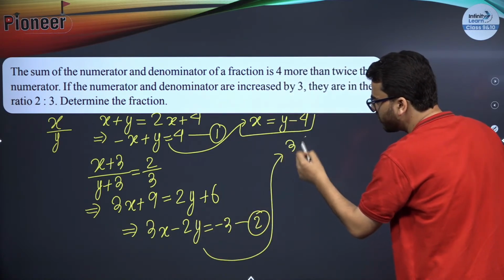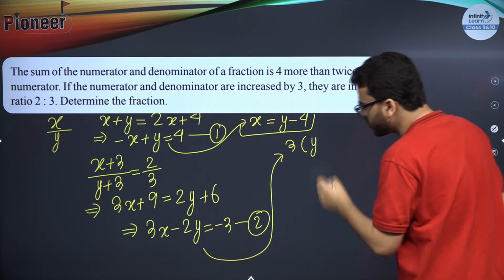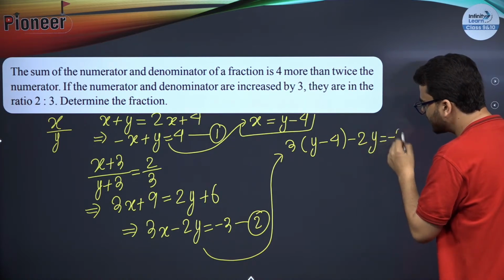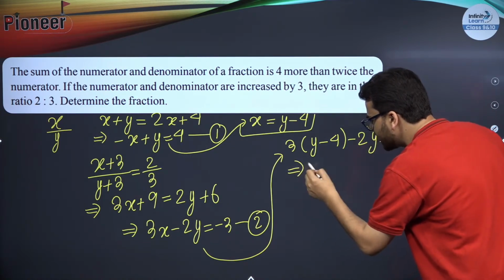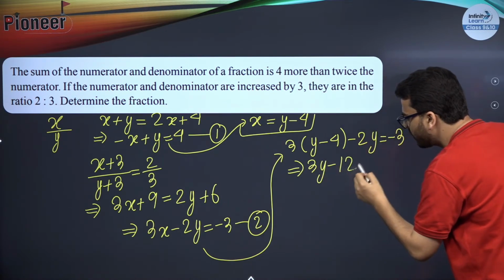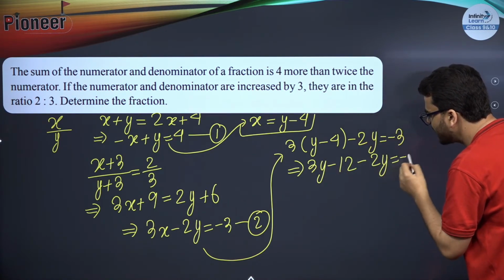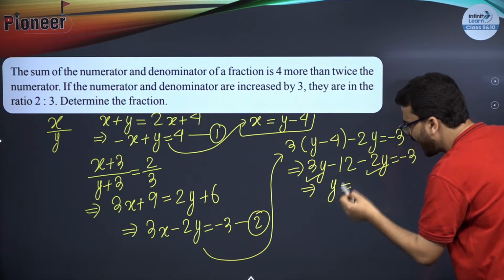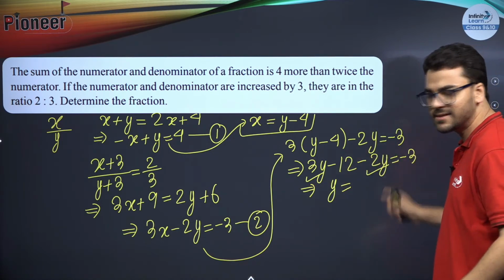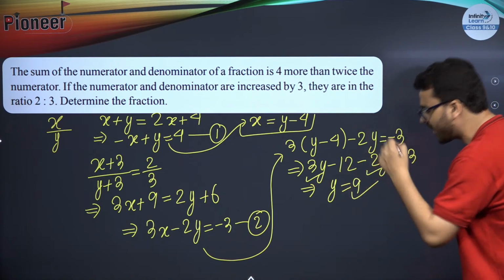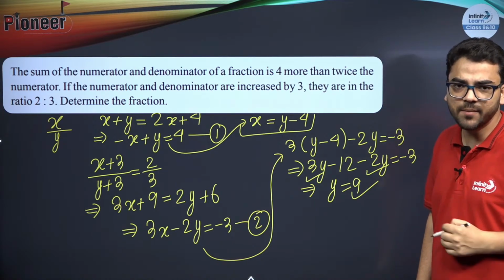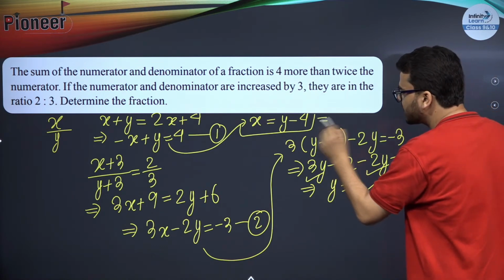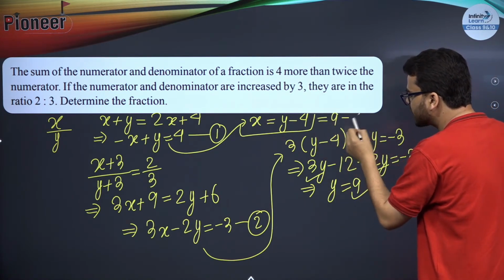So this is 3 into x, which is y minus 4, not 2, sorry. So 3 into y minus 4, minus 2y, that is equal to minus 3. I hope that is clear. Now just simplify and solve this equation. So 3y minus 12 minus 2y, that is equal to minus 3. If you solve this equation, 3y minus 2y is y, and if you take it on the other side, 12 minus 3 is 9. So y is coming out to be equal to 9. I hope that is clear. I'll repeat, Shweta, just have patience, don't bother. So y is equal to 9, so x will come out to be equal to 9 minus 4, that is 5.